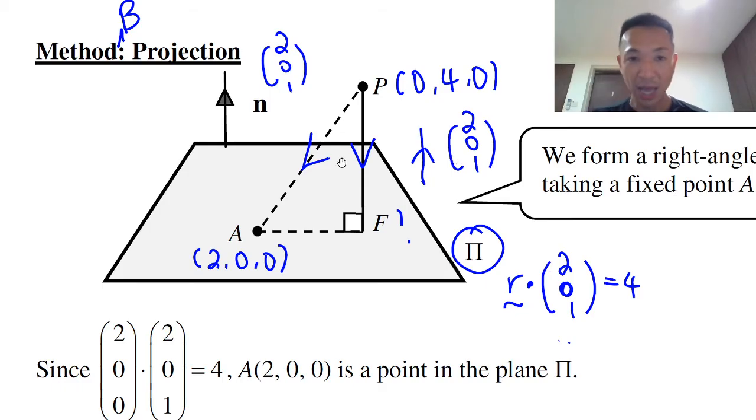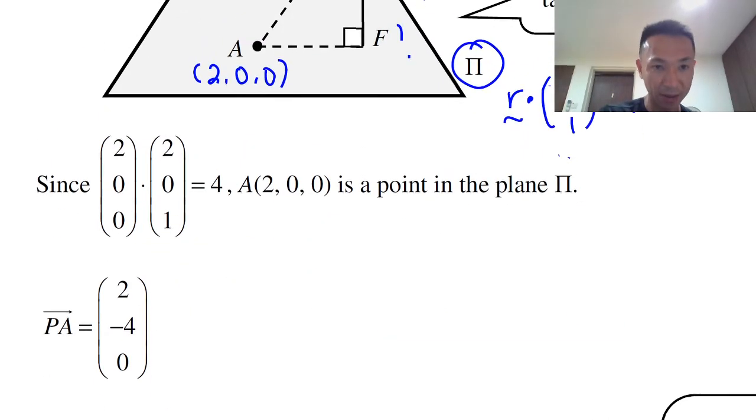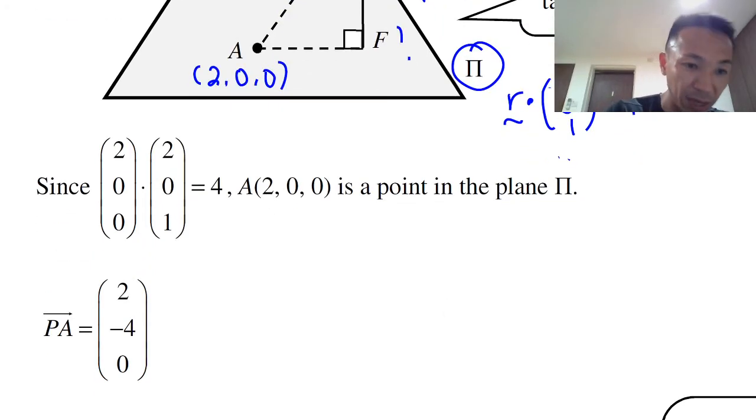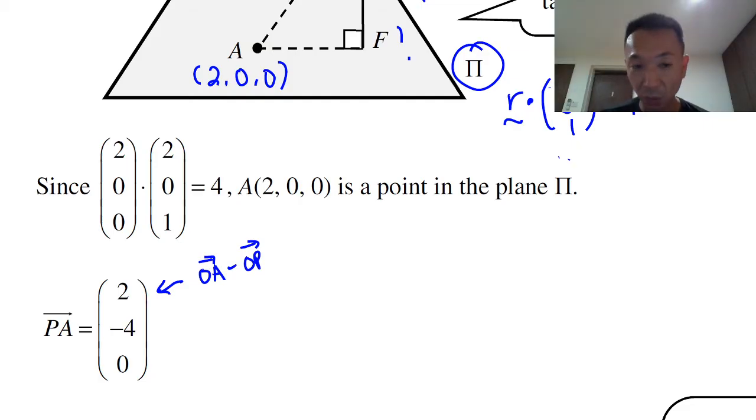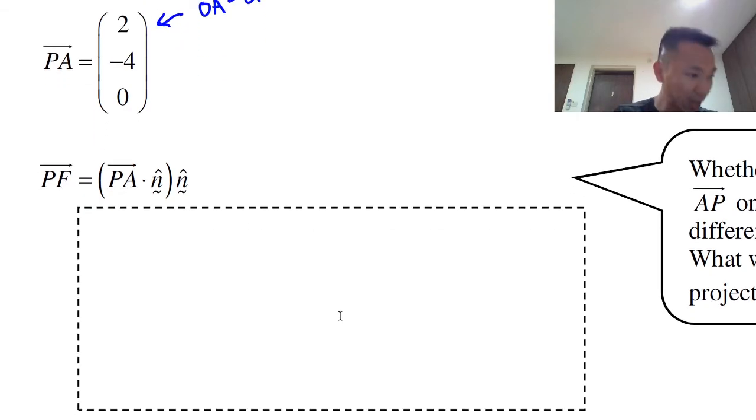So it needn't matter. As long as you project PA, if you learn your projection well, you may want to refer to your notes on projection. PA projected onto this vector, you will get PF. Not FP, it's PF. So, can I then find what is PA? Can. PA is actually OA minus OP. I think it's quite easy. Then we use the projection formula. PF is just PA dot n hat. Then we just write it down. I don't think it's difficult.